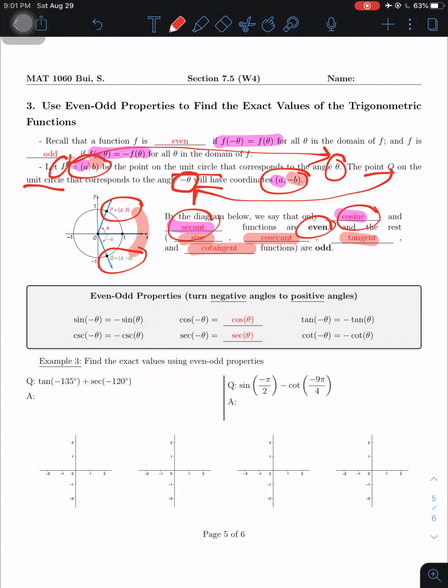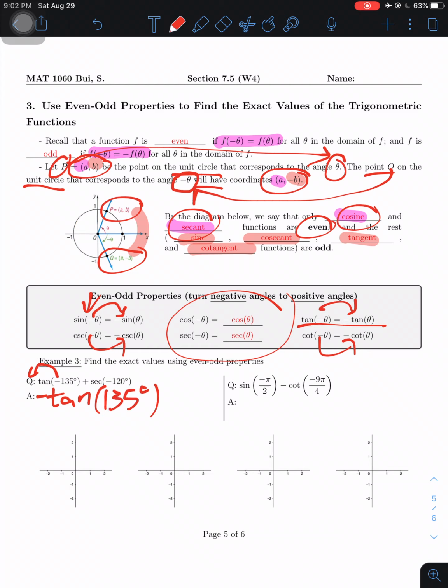Let's talk about the even-odd properties. I told you earlier that for even functions, the negative will be canceled. What do I mean by that? The negative angle will turn out to be a positive angle for even functions. For odd functions, the negative will be pulled out to the front. If anything, just remember that. For example, tangent of negative 135: because tangent is odd, I pull out a negative to the front, and once I do, the angle on the inside is positive. Just keep that in mind.